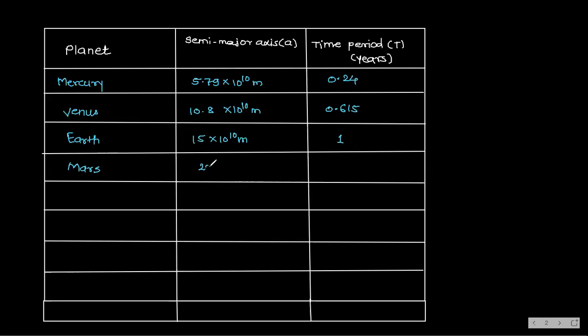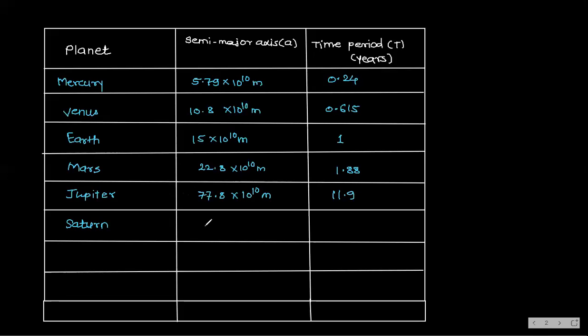After this is Mars. For Mars, it is 22.8 into 10 to the power 10 meter, and its time period is 1.88 years. After this is Jupiter. For Jupiter, 77.8 into 10 to the power 10 meter is the semi-major axis, and the time period for Jupiter is 11.9 years.